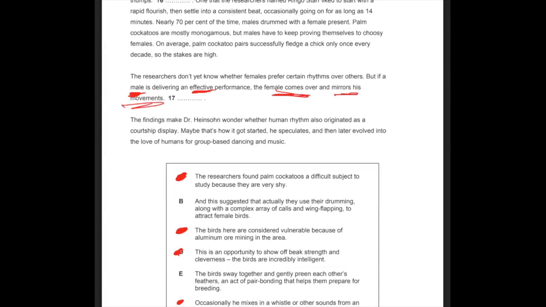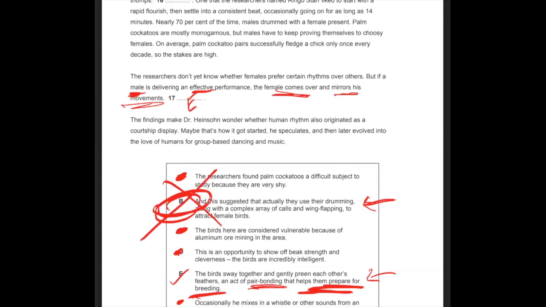Which of these two options, B and E, talks about the bonding or the dance that they may be doing together? The best answer is E, right? The birds sway together, they gently preen each other's feathers. It's an act of pair bonding. Pair bonding makes perfect sense given that the first was talking about the male's performance, the female coming over and mirroring his movements. They have a little bit of a dance together that prepares them for breeding. The best answer for 17 is definitely E, which means that B is the one that we did not use. Okay, that's the one that was not used in this entire text.